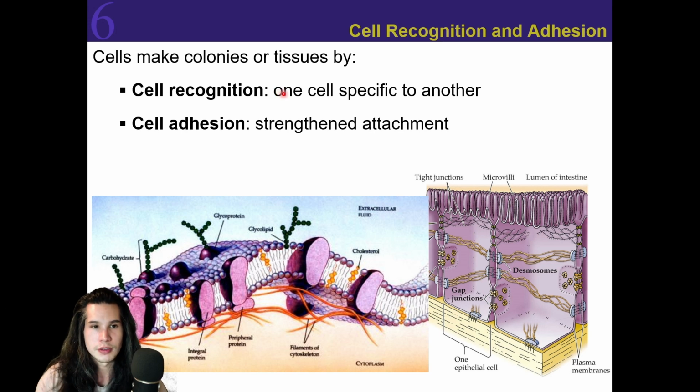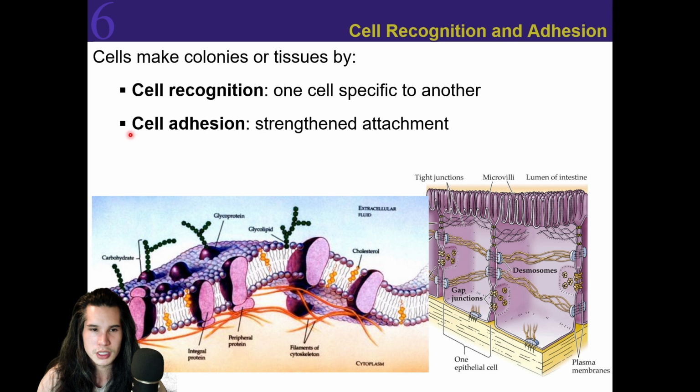So cells have a tendency to sometimes form colonies or tissues. Colonies form by just clumping up with one another, or forming tissues where they're all clumped up together serving the same function. So cell recognition can lead to the formation of a colony that's just one specific cell type, identifying another and clumping up with it.